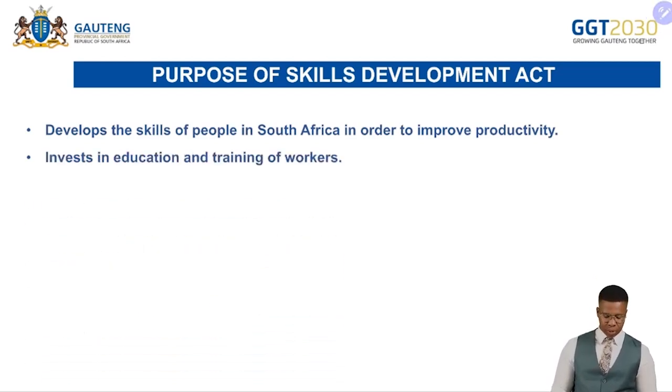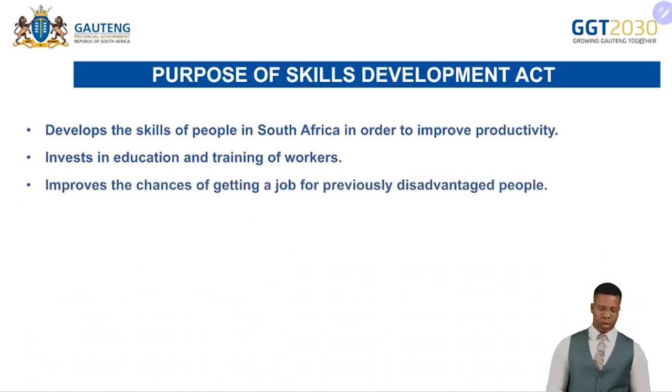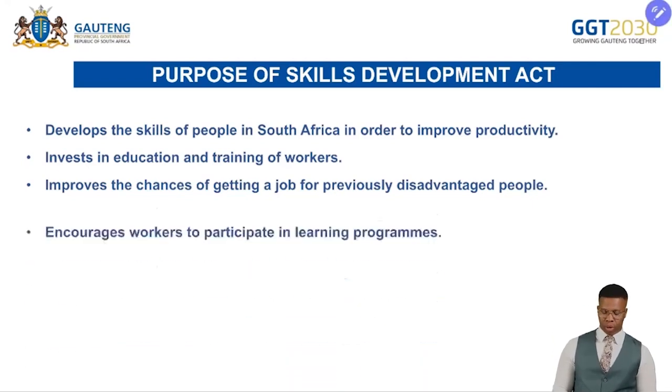And then as we proceed again, invest in education and training of workers. So the government was basically pushing businesses to invest in the education and training of workers. They also looked into improving chances of getting jobs for those who were previously disadvantaged people. So that is also another aim or purpose of the Act.